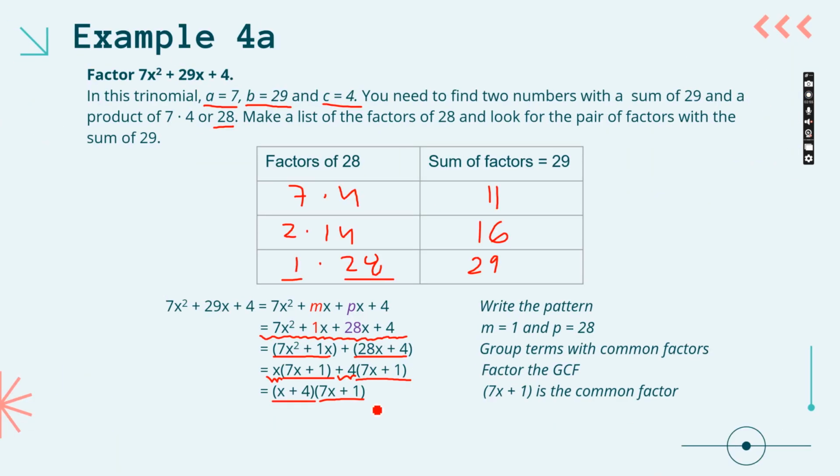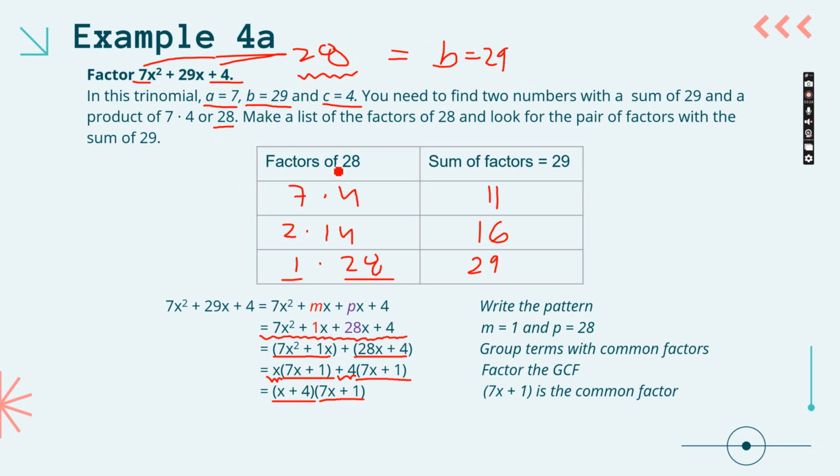And so, just to recap the steps, right? We take our a term and our c term, we multiply them, and we get some nice number. From there, once we figure out what this number is, we think, okay, what are 2 numbers that are factors of 28 that also make whatever our b term is, right? Which in this case is 29.